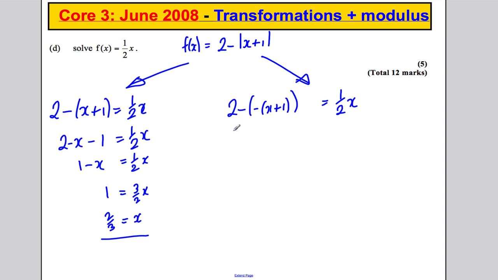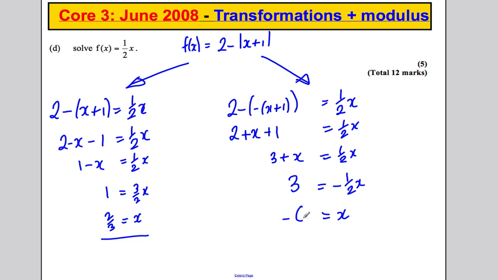The other one here, this would be 2 plus x plus 1 equals a half x, so 3 plus x equals a half x. Subtract x from both sides, 3 would therefore be negative a half x, and then divide both sides by negative a half, x would therefore be equal to negative 6. And we're done. There's the two solutions for this problem.